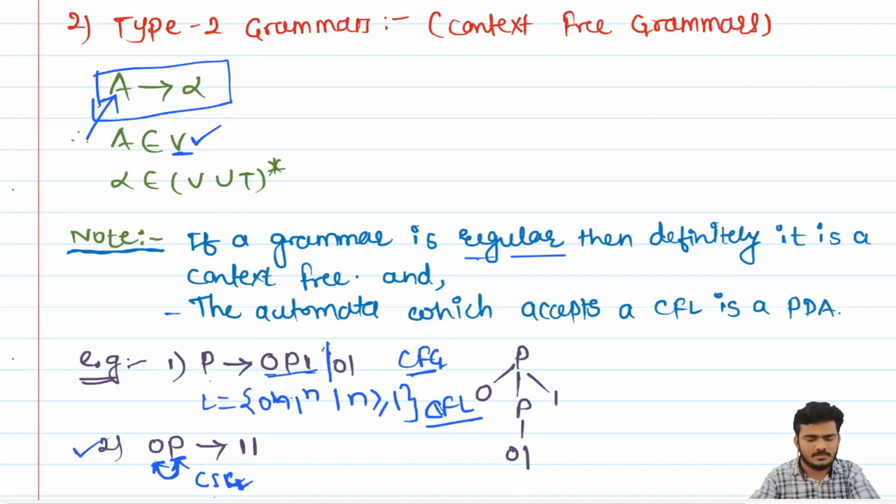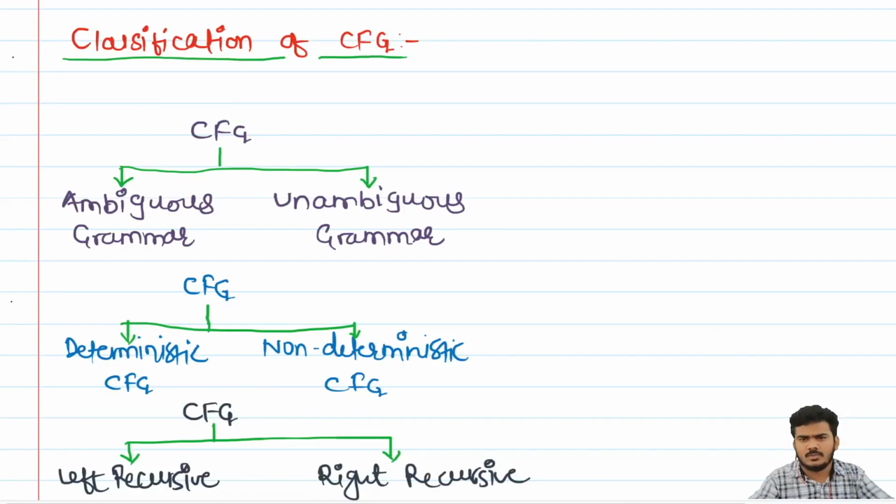Okay, understood. Now let's move to the classification of context free grammars based on various types. Based on the number of derivation trees, the CFG is classified into two types, that is ambiguous grammar and unambiguous grammar. When will we call a grammar ambiguous?